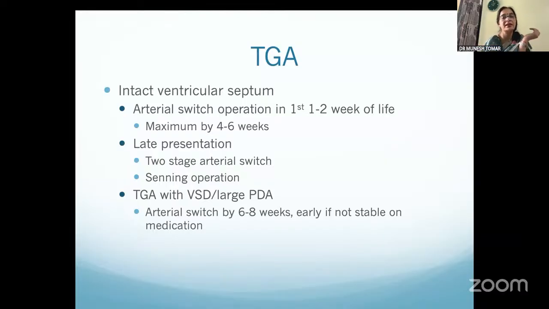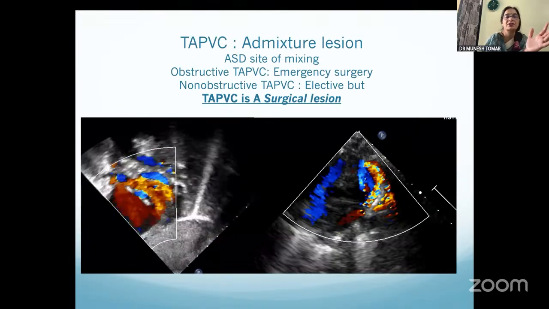If we do not intervene on time, then you go for the 2-stage arterial switch or Senning operation. No, this is a very high-risk option. This is not a great option. So this is the best time we have to intervene and save these babies. With a large VSD or large PDA, we have some more weeks, like 1.5 months, but surgery has to be done, and that is within 1 to 3 months of age in all patients.